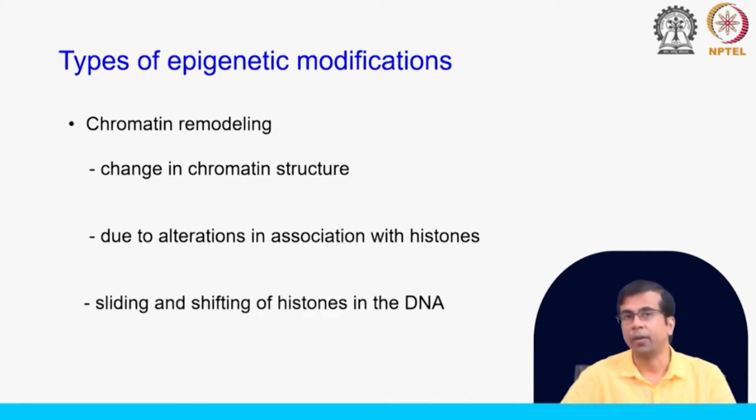This can also happen due to sliding and shifting of histones on the DNA. So you can have association, dissociation, sliding, shifting, etc., and this is usually done by proteins called chromatin remodelers. Again, without going into the details, I will not mention the names of those, but these proteins exist in all higher eukaryotic organisms, for example, in humans also.